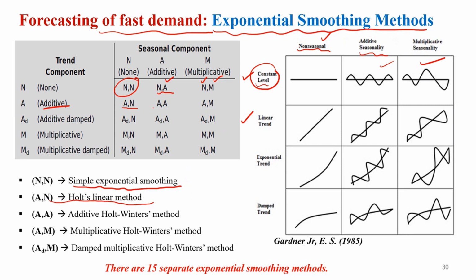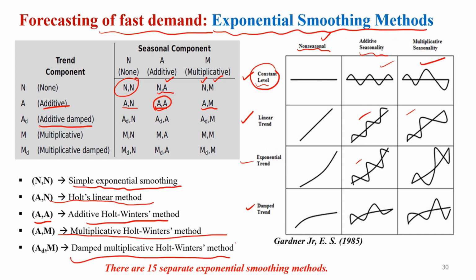If we have additive seasonality or multiplicative seasonality, as you can also see from the graphical perspective, and if we have the damped trend, this is the damped trend, and from the other perspective, this is the exponential trend. All these models can be applied using R. A and A is known as the additive Holt-Winters model. Similarly, if we have multiplicative seasonality, that is known as the multiplicative Holt-Winters method. If we have the damped trend, then it is the damped multiplicative Holt-Winters method.